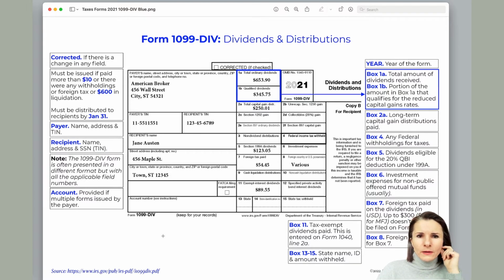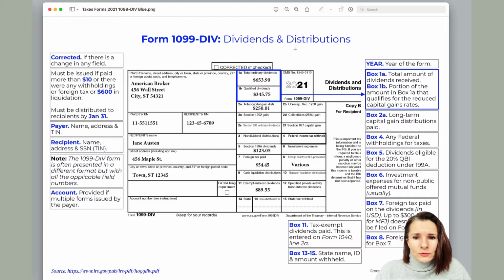Now, here at the very top, we have standard information. This is the payer. This is your broker most of the time. You should receive this form if you were paid more than $10 or had any withholdings, so be in box 4. And you should receive it by January 31st, but this can be delayed. Many times brokers actually issue them later, or they issue something first and then they issue a corrected one.